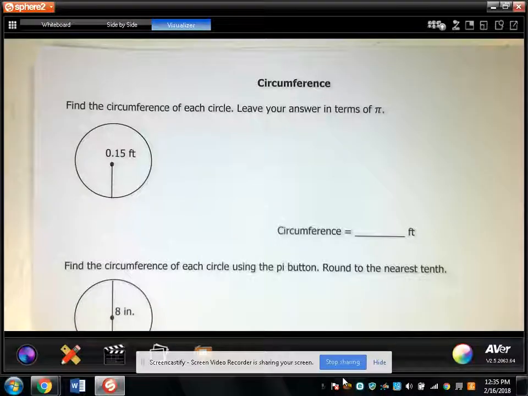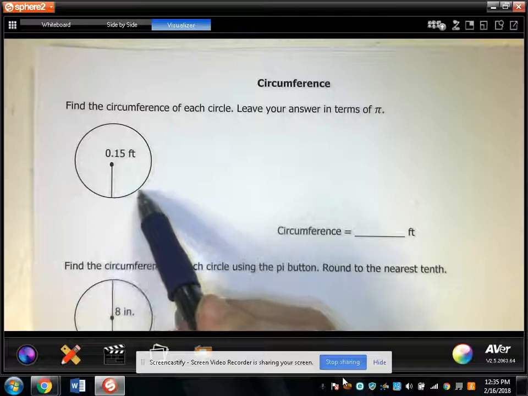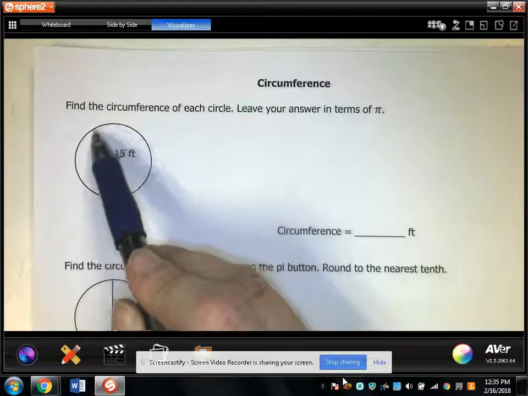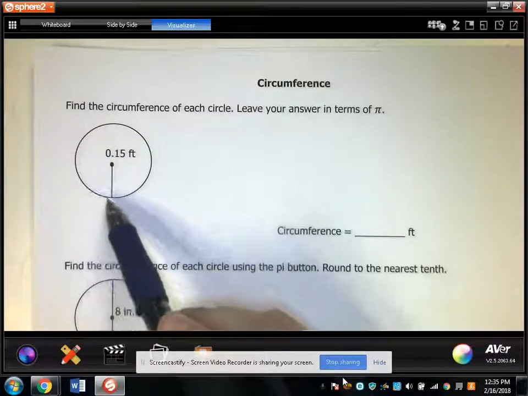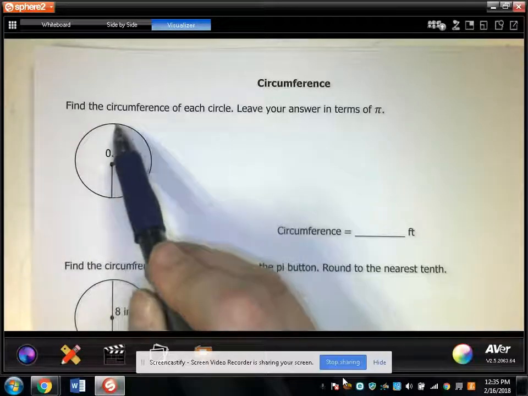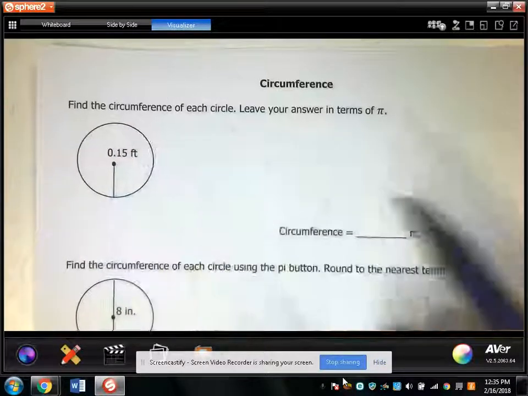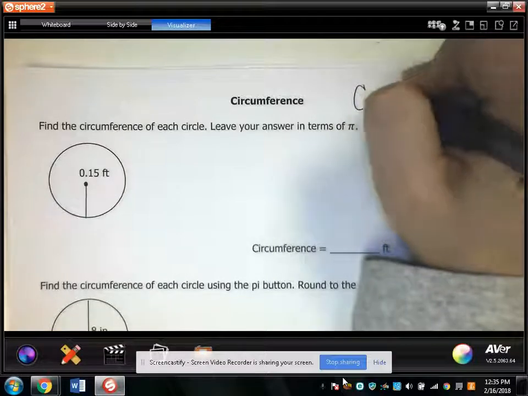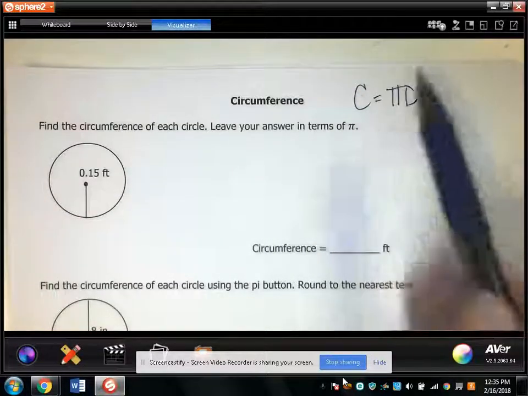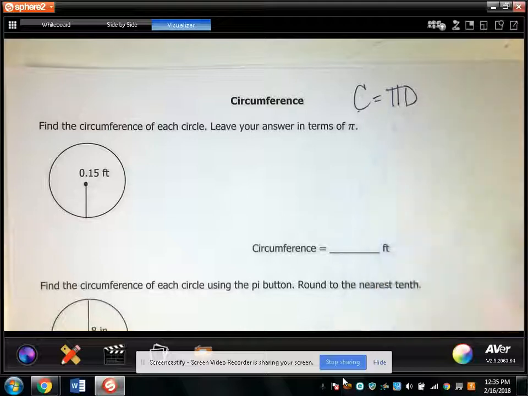All right, in this video I'm going to be talking about the circumference of a circle. Now remember, the circumference of a circle is the distance around a circle, like the perimeter of a circle, but we call it circumference for circles. All right, so the circumference formula is C equals pi d. And I also remember this by saying cherry pie is delicious.